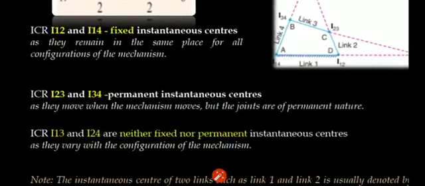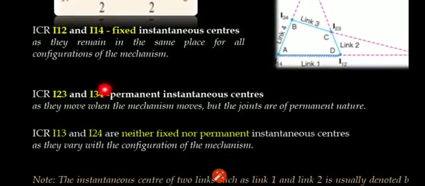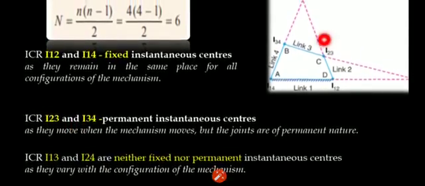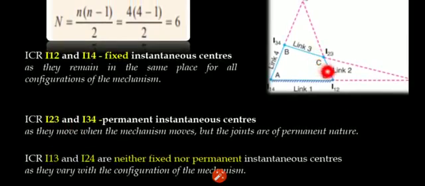Coming to the next, I23 and I34. Here you can observe I23, which is between link 2 and 3, is a pin joint, and I34 is a pin joint between link number 3 and 4. These two ICRs are called permanent instantaneous centers.